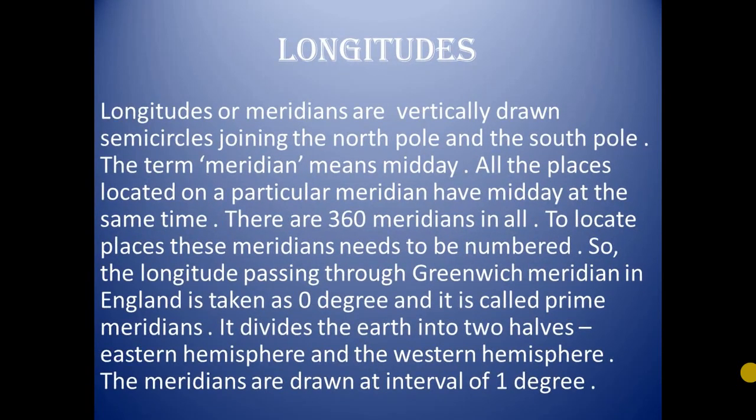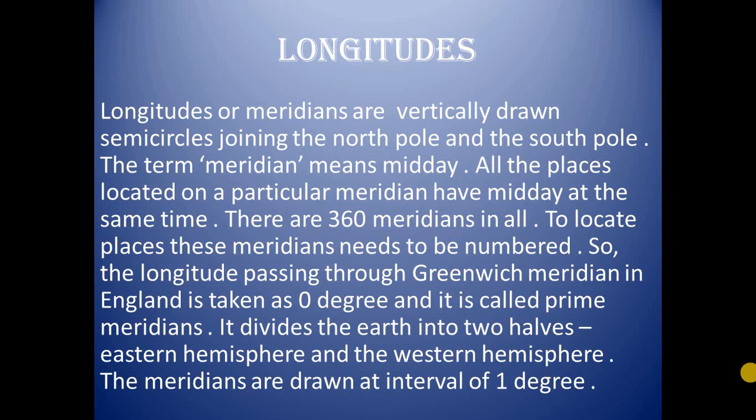Longitudes. Now we'll learn longitude, the other imaginary line. Longitudes or meridians are vertically drawn semicircles joining the North Pole and the South Pole. The term meridian means midday. All the places located on a particular meridian have midday at the same time. There are 360 meridians in all. To locate places, these meridians need to be numbered.